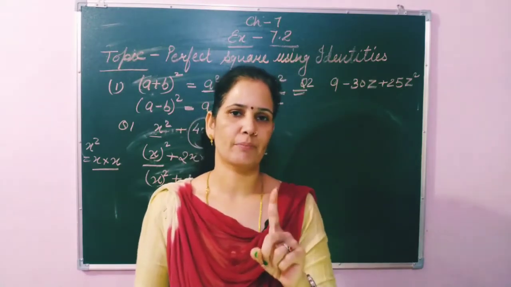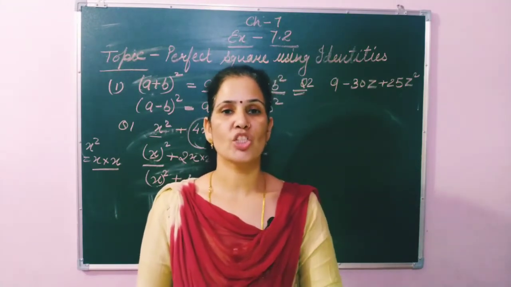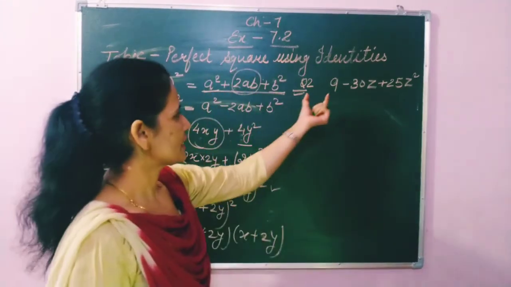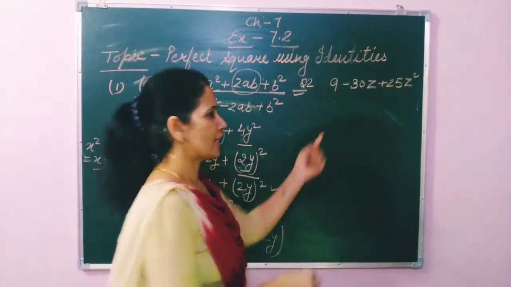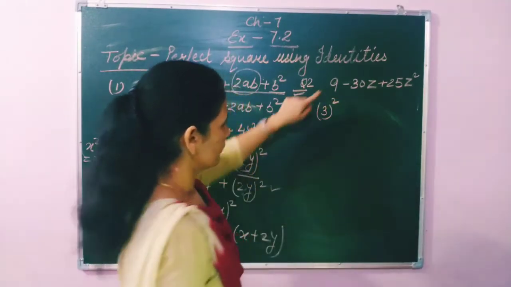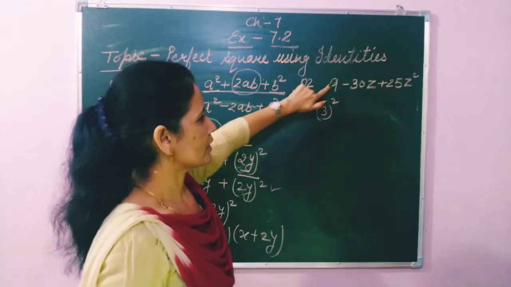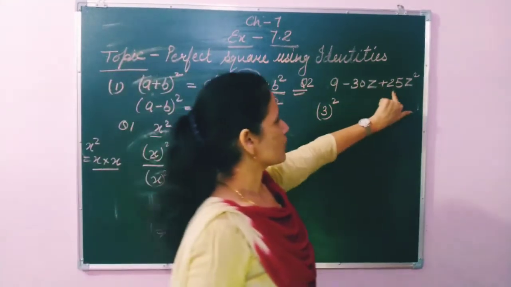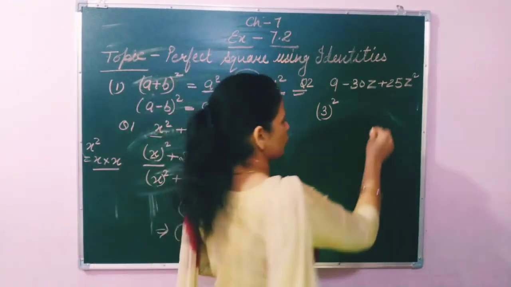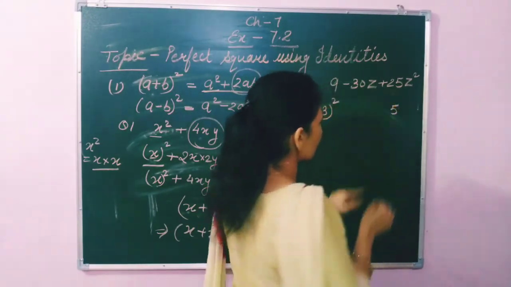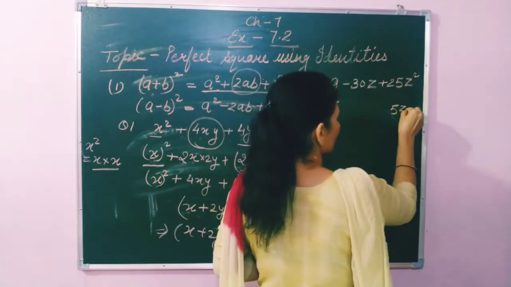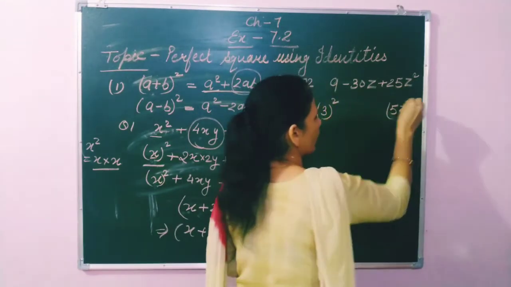Same, first step: observe the numbers which are given in the form of perfect squares. So here is 9. The perfect square root of 9 is 3, so we can write 9 as 3 square. 3 square means 3 times 3 is 9. Then we observe the 25. 25 is the perfect square of 5. And z square means perfect square of z. So (5z) whole square.